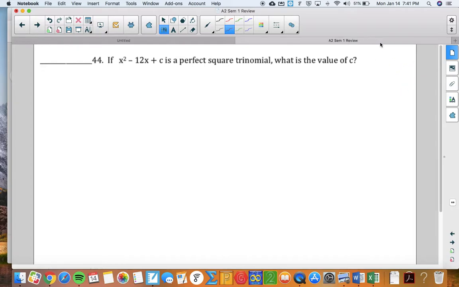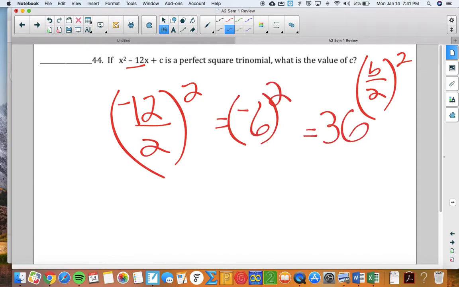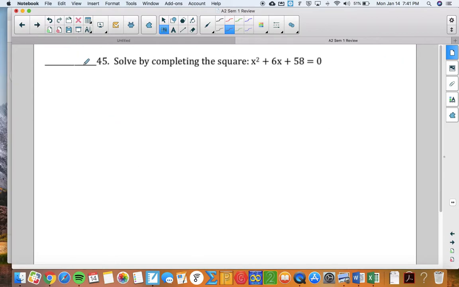What's the c value here to make this a perfect square? You're going to take the b value divided by 2, and then once you divide those, square it. So here our b value is negative 12, so we do negative 12 divided by 2, and then we square it. So that's the same as negative 6 squared, which equals 36. Let's see why we would use that, because now we can solve this thing by completing the square.